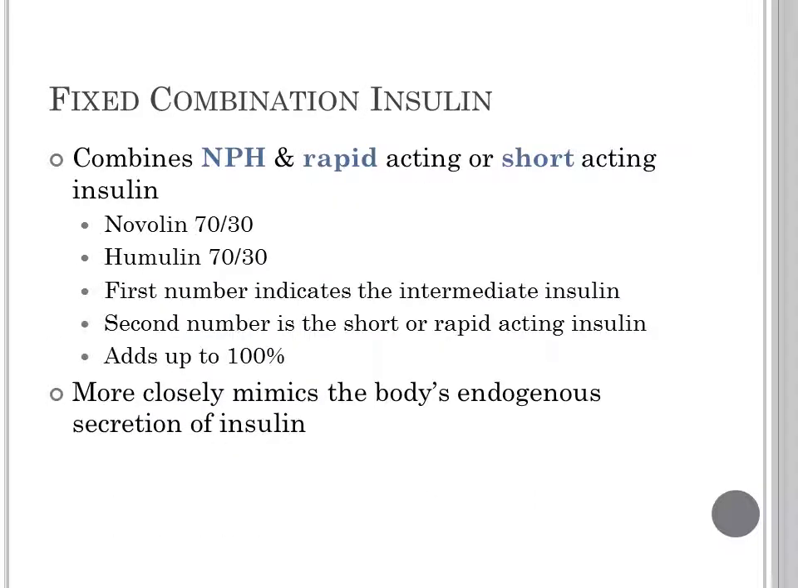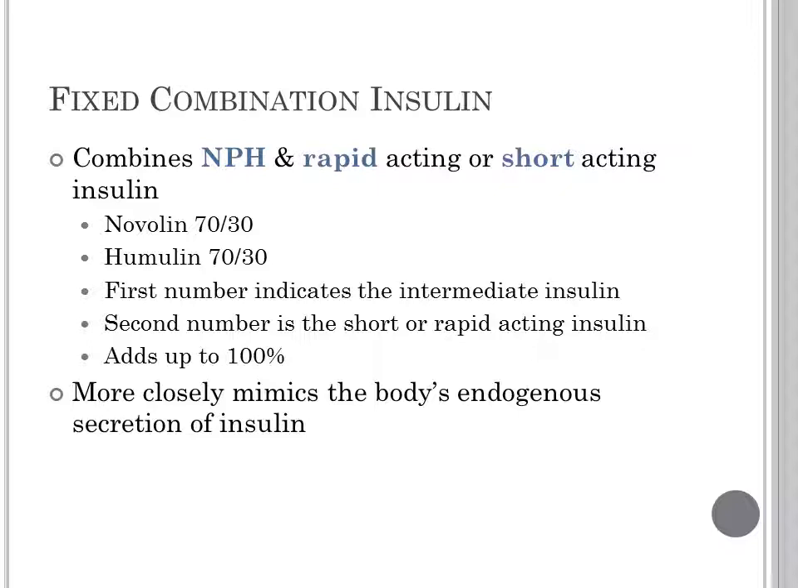Our next topic is going to be the fixed combination insulin, and this is going to be a combined NPH, which is your intermediate-acting insulin, and then a rapid-acting or short-acting insulin. What this does, again, is provide the bolus control with your rapid or short-acting, and then the basal control with the intermediate-acting. It'll be a name and then a number with a slash and another number. Those two numbers should always add up to 100 because it's measuring percent.